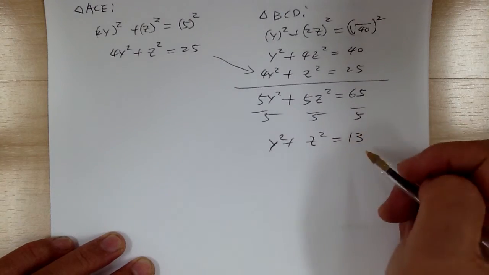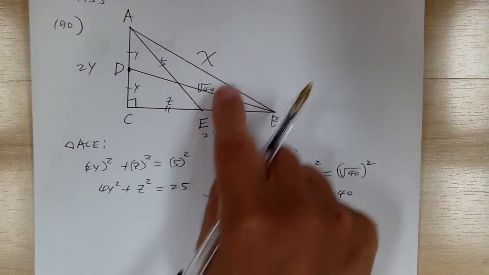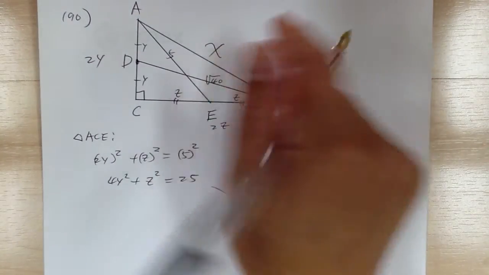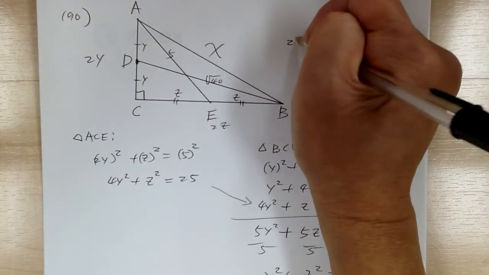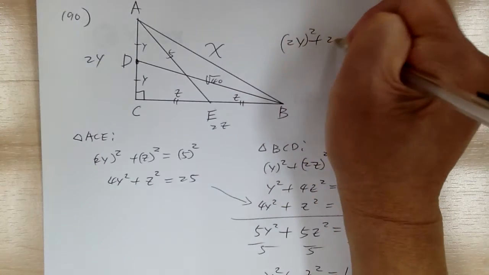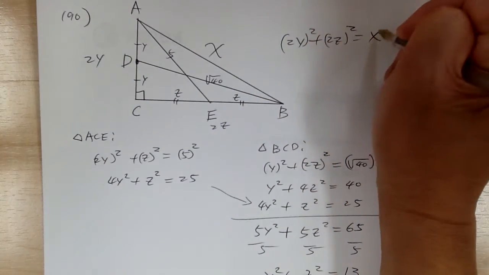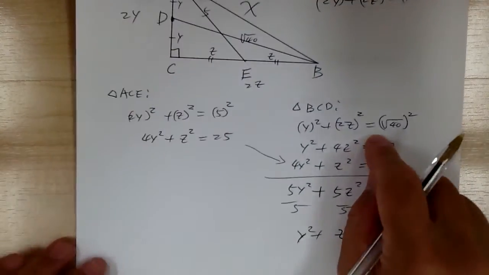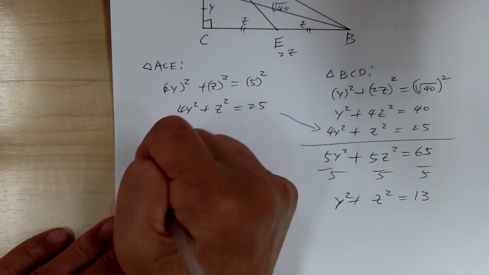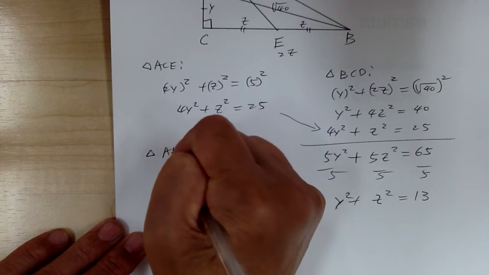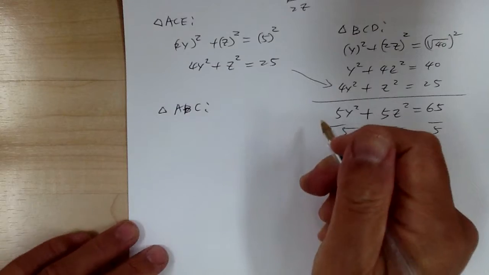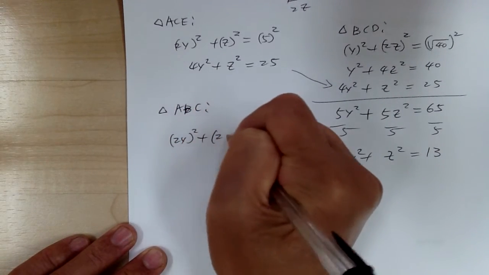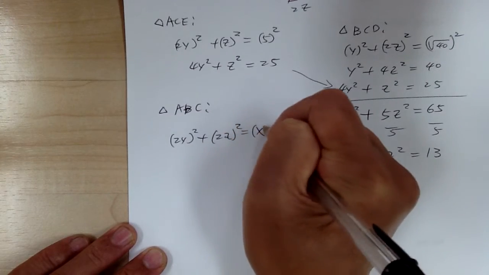Okay, but what are we looking for? Well, if you look over here, this hypotenuse is equal to what? Equal to this square plus this square equal to that. So in other words, 2y squared plus 2z squared will equal x squared, right? Pythagorean theorem for the whole big triangle. Okay, let's go and move down here. Let's use it down here. So for triangle ABC, we're going to have 2y squared plus 2z squared equal to x squared.